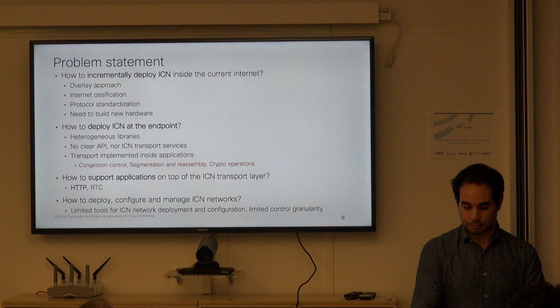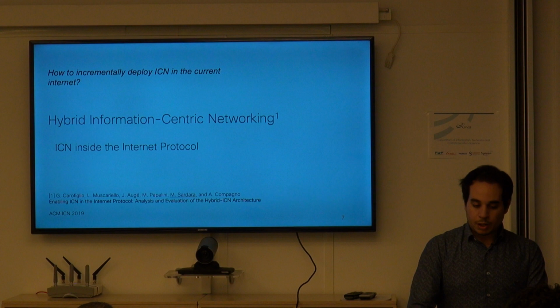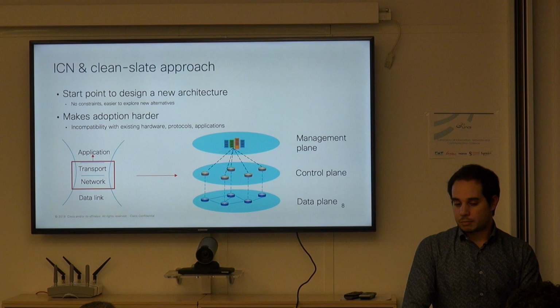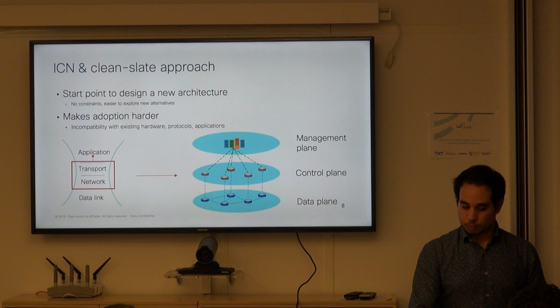So the first point is how we can incrementally deploy ICN into the current internet. A clean slate approach, as I told you, would be like NDN, because we create a new protocol. Basically, we don't have constraints, and we can explore new alternatives. But it makes adoption harder, because what exists today, the management plane, the control plane, and the data plane, are IP-based, so they won't be able to support a new protocol which we may develop. And it is going to be harder for adoption.